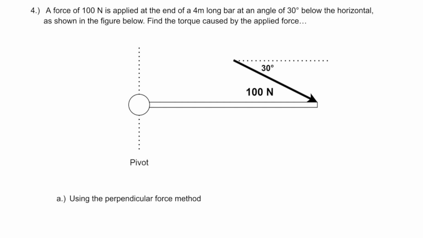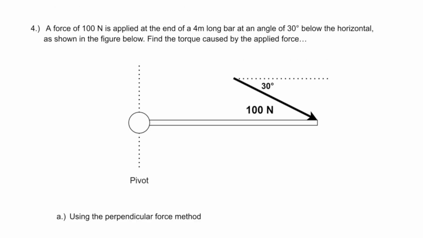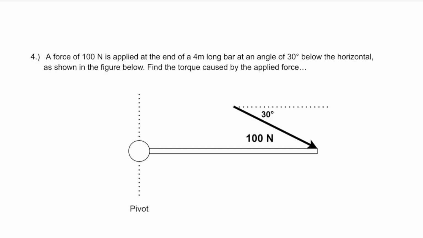So we've got a force of 100 newtons, so that's F, applied at the end of a 4-meter long bar, so this is R, at an angle of 30 degrees below the horizontal. So not perpendicular, so we can't just multiply. So the answer is definitely not 400.